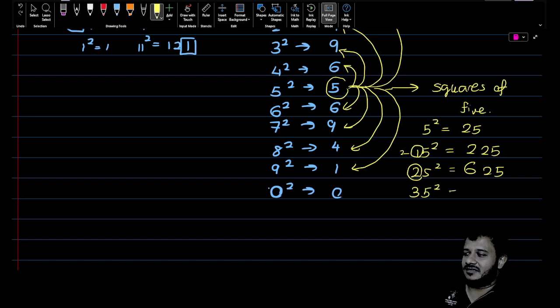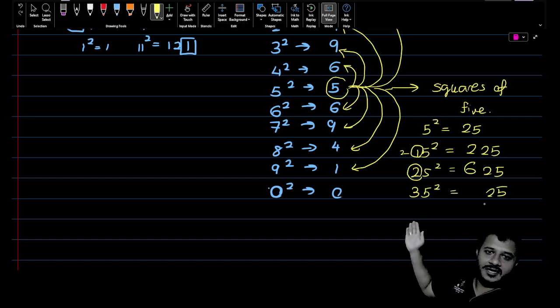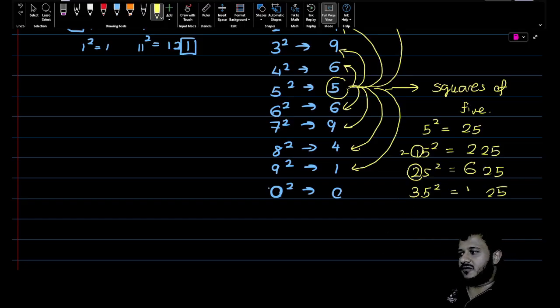35 square, that's going to be 25 at the back. After 3, that's a 4. So 3 times 4 is a 12. So 1225. Did you understand it? Yeah, that's how it works.